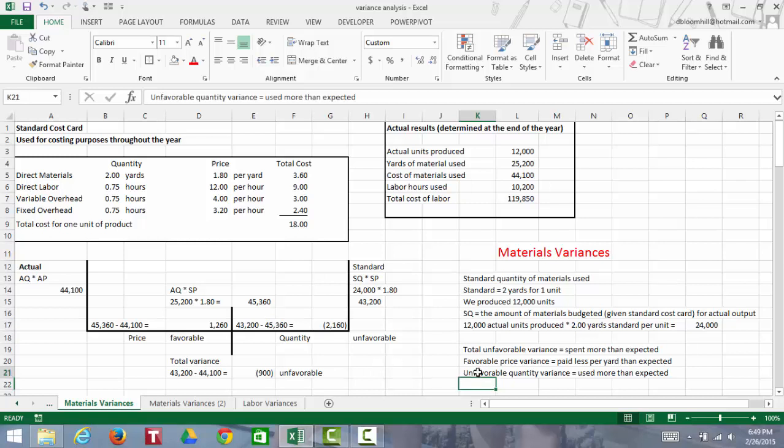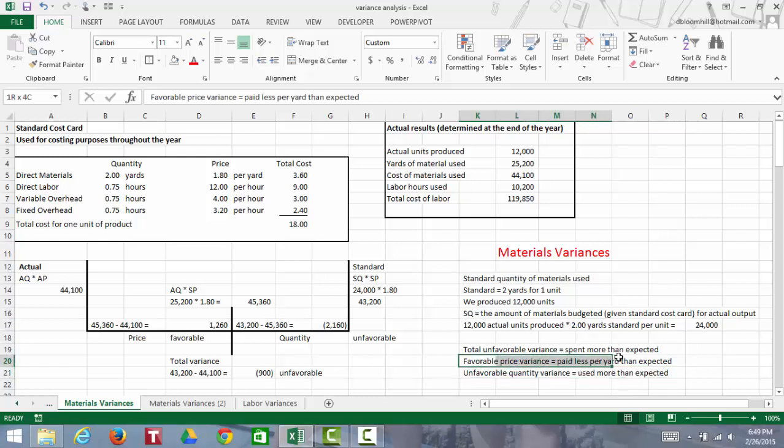So let's start into why we might use more materials than expected. It could be that our employees are stealing some materials. That happens in almost any business. It also could be that our employees are poorly trained, they're making lots of mistakes, and they're wasting materials in the production.